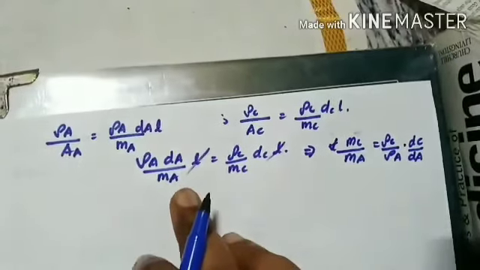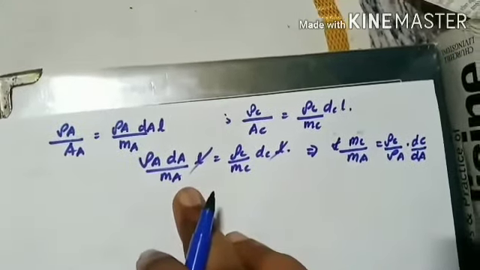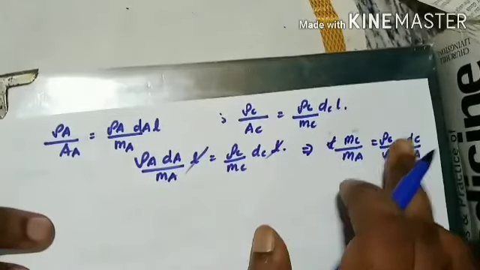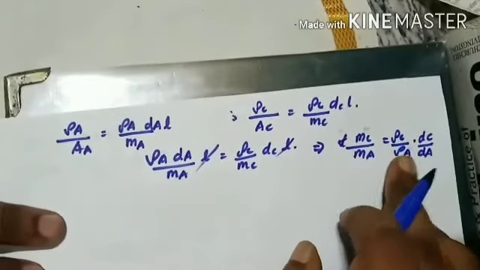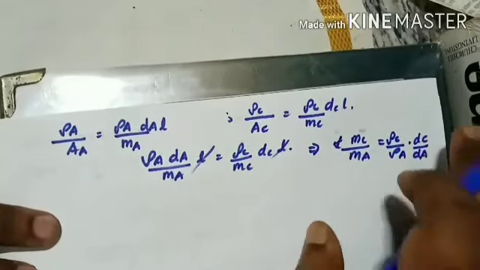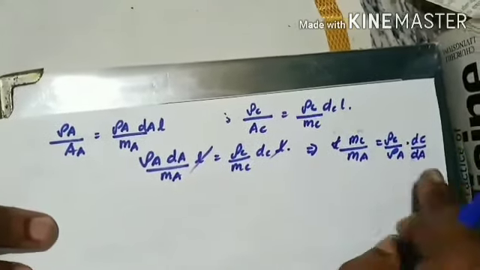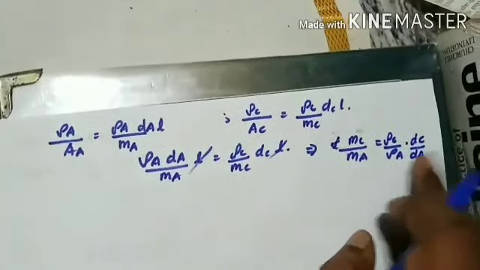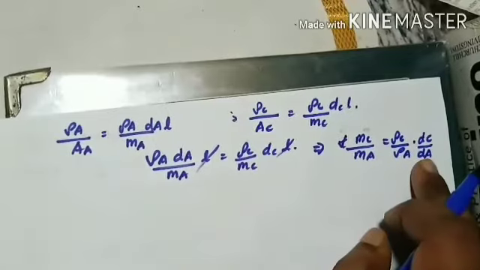I hope you understand why I am taking MC and MA on separate sides, because the question asks what is the ratio of copper and aluminium's mass. So I brought them to one side. Clear? Now guys, rho C and rho A are given in the question. DC and DA are the density of copper and density of aluminium. It is not relative density, right?